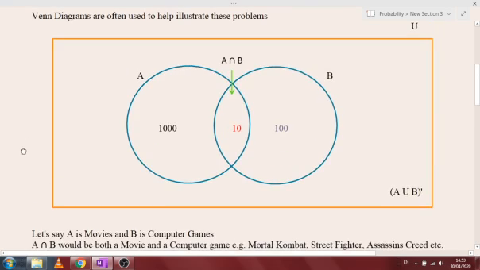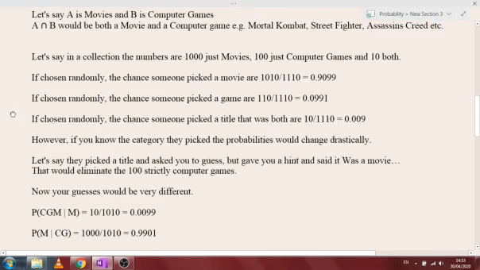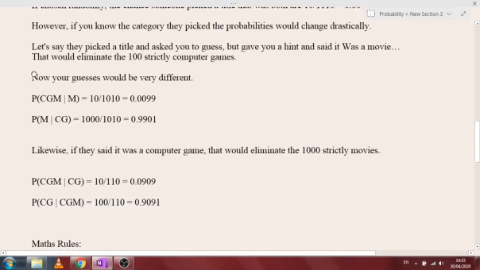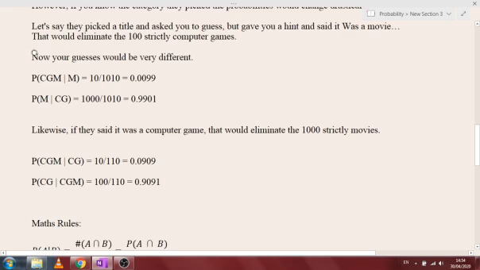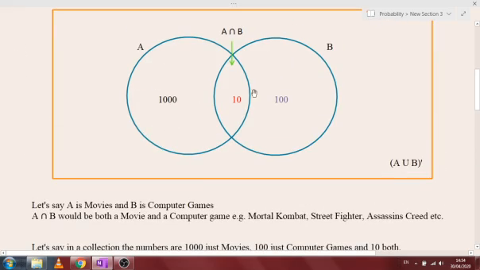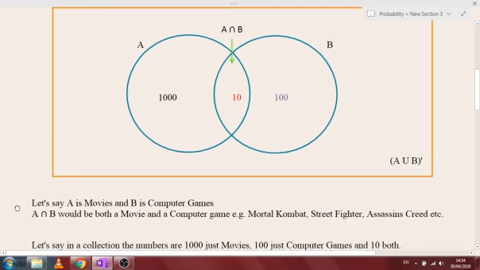So that is our typical classic probability. But now we're going to take a look into some conditional probability. If they picked a movie and gave you a hint, so they said it is a movie, then that would eliminate the things that are only computer games. So that would have to be over on this side. A few of them would be a game as well, but you would know that it wasn't just a game. So you're now dealing with a different scenario. You can disregard all of those 100. You're dealing with just this 1,010. Because you know more information, now you can change your probability.